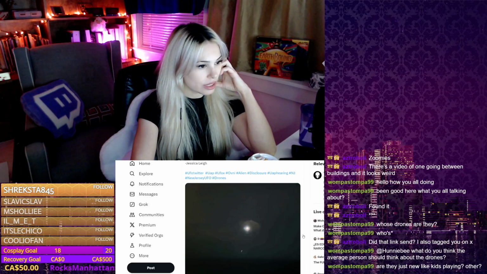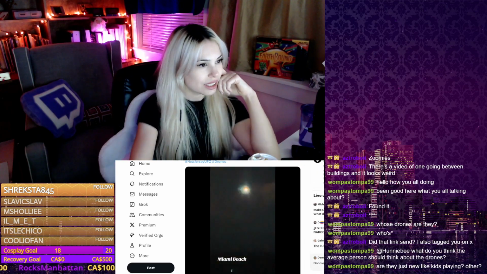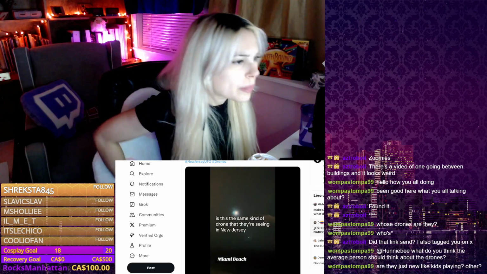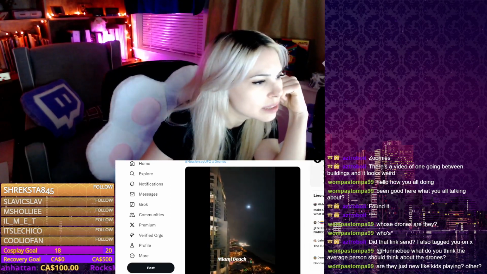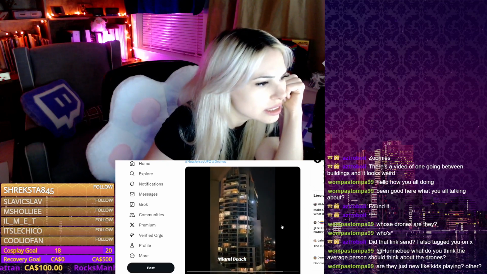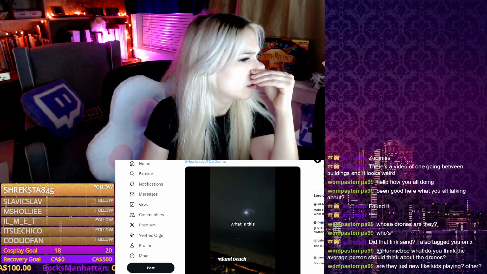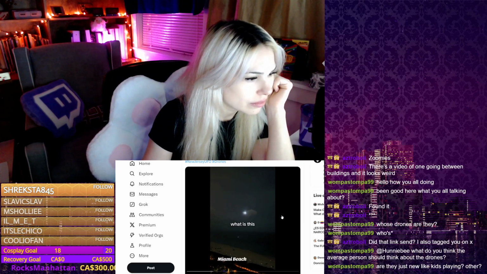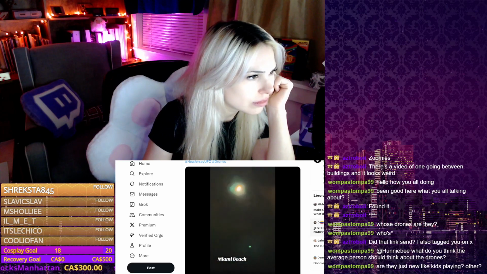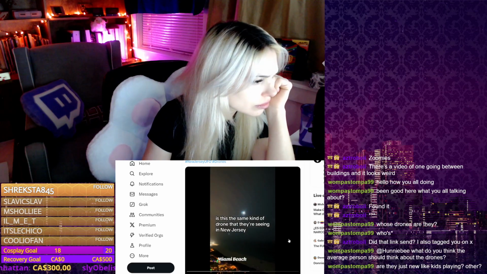Drones. Okay, so this is over the beach. Oh, shit. What is this? Is this the same kind of drone that they're seeing in New Jersey? It doesn't look like the same kind of drone. It looks like something different. That's an orb. That just looks like an orb. What is this?